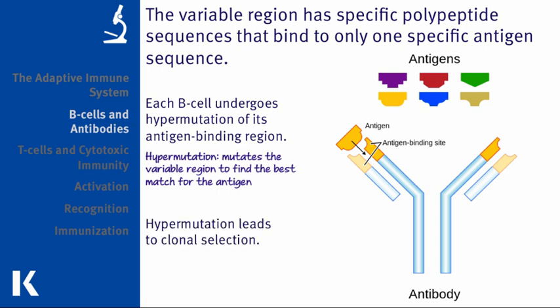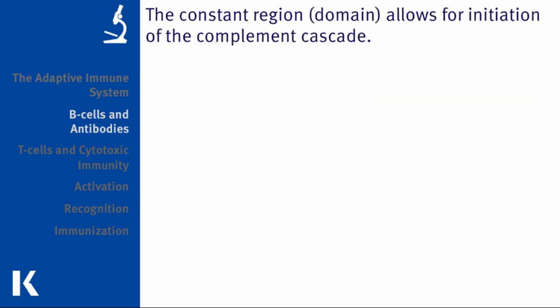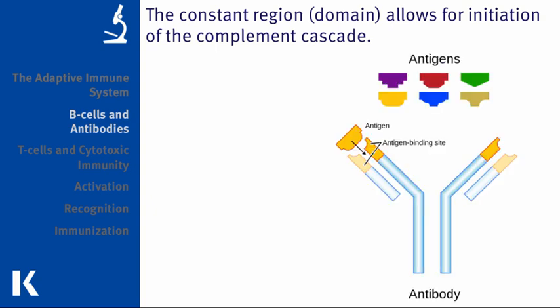Once hypermutation has done its job and a good match has been found, clonal selection for only that type of cell happens. Clonal selection allows for only the effective types of B cells and T cells that can actually bind the pathogen to be activated, and the rest of the cells that didn't quite get the right polypeptide sequence remain inactive. The variable region is an important part of the antibody that's responsible for sticking to the antigens, but the constant region has a really important job too.